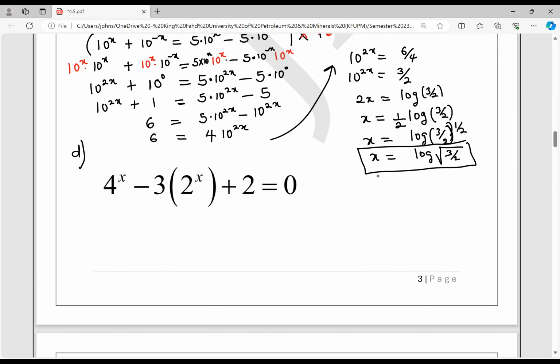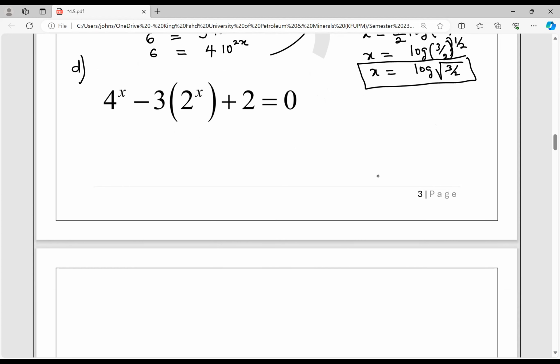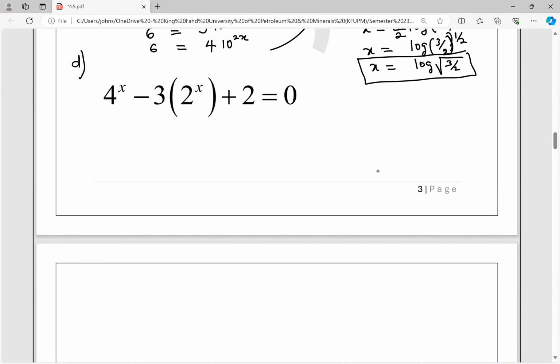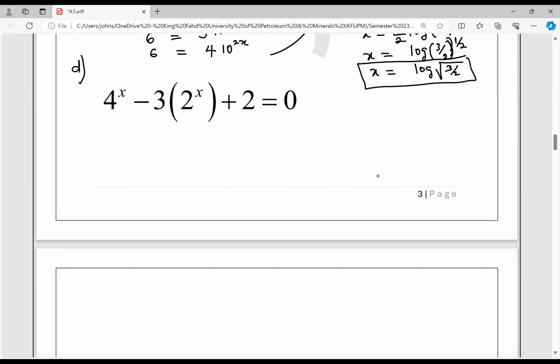Okay, now another one. So this one, let's see. For this, we have to apply some substitution. So this is still an exponential equation. So how do we do the substitution here? We can write this as 2 to power 2x, minus 3 times 2 to power x as well, plus 2 is equals to 0.